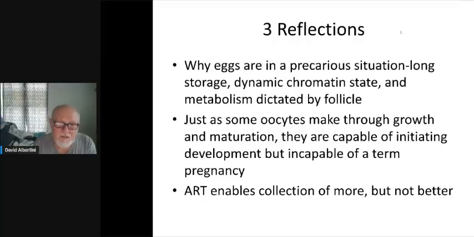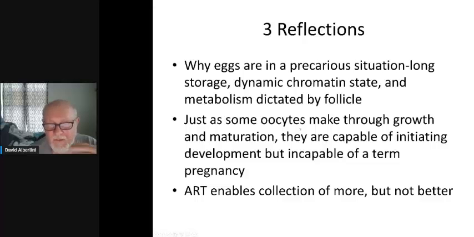So a couple of reflections here. Why is it that, especially in human eggs, we see that they're in this precarious situation, being stored in the ovary as primordial follicles for years and years? We're coming to recognize that even in the so-called quiescent primordial follicle state, there are dynamic changes going on, and certainly the metabolism of the follicle is imposing an influence at the very earliest stages of the follicle. And we know that many of these oocytes can make it through the growth and maturation phases.